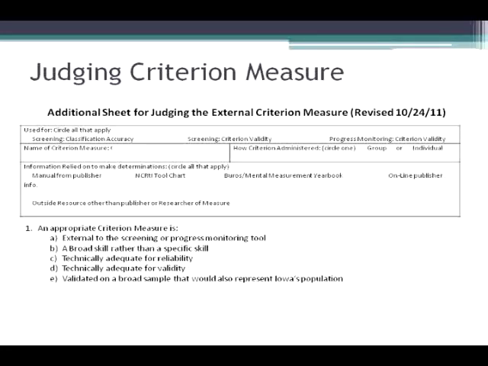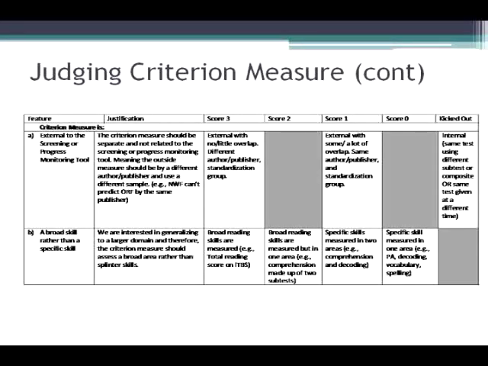At the bottom of the header, a description of what an appropriate criterion measure is provided. These are the 5 standards that are then used across the rubric in order to judge the criterion measure. But they're listed here to give a nice summary for the reviewer. So first off, moving down through the criteria, is the criterion measure external to the screening and progress monitoring tool?